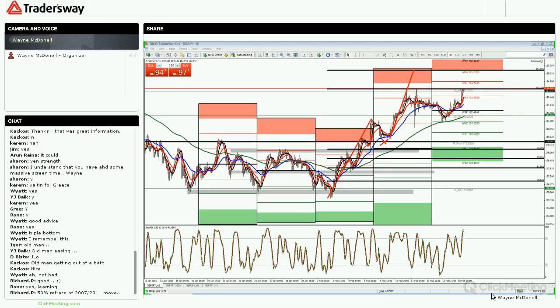So, for example, if you're in a series of, let's say, higher high, higher low, higher high, higher low, right? Higher high, lower low, lower high, that's a problem, isn't it? Well, the trend just died.